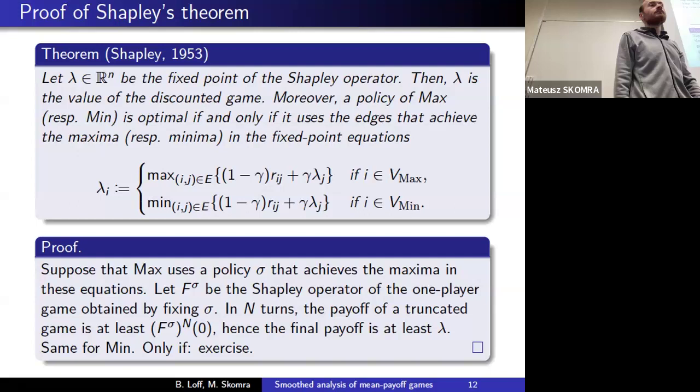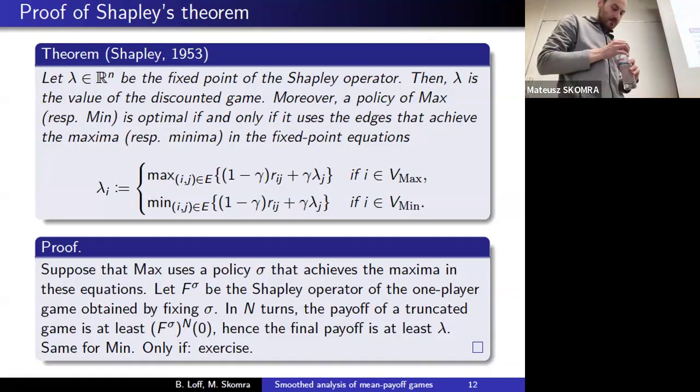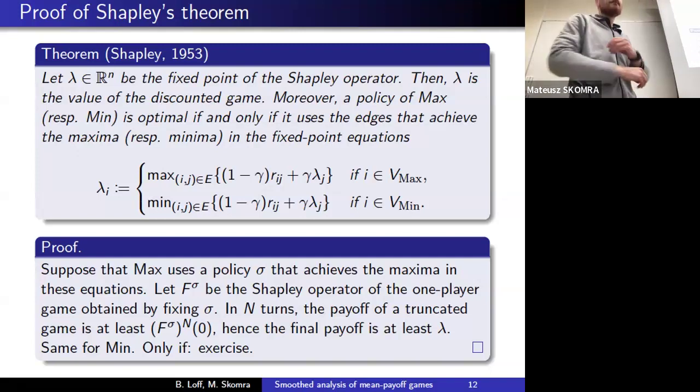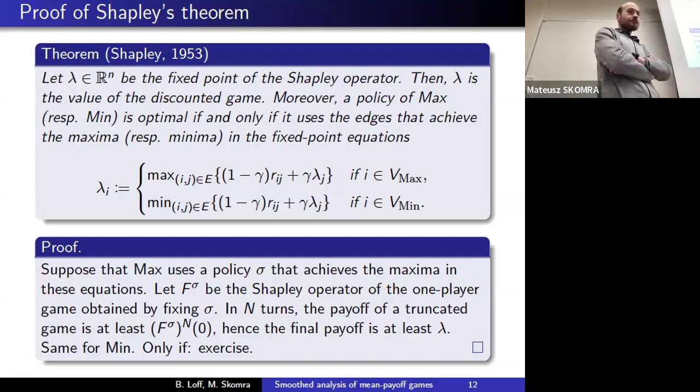I'm still a bit lost. So you take F sigma to be the Shapley operator. You replace whatever your input is with the maximum given by those equations. But now you restrict the maximum to follow your strategy sigma. So the maximum is just follow sigma, and the only thing left free is the minimum. And now we have proved that if you do this in n terms, the best that you can possibly get is F sigma to the n of zero. It's the best for min because it's the only one who plays.